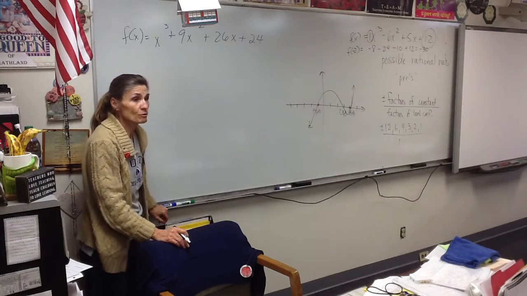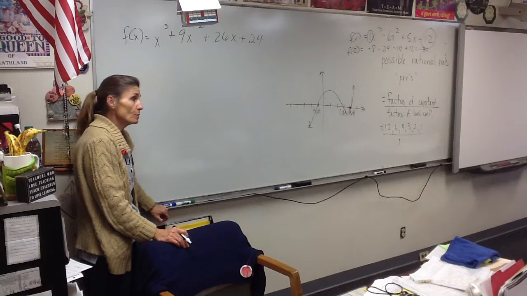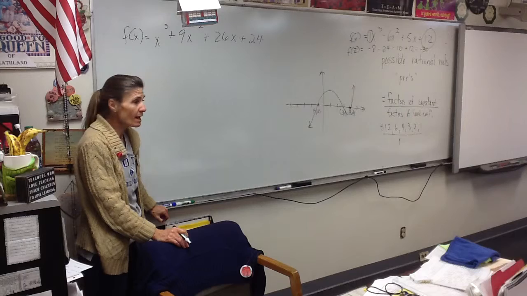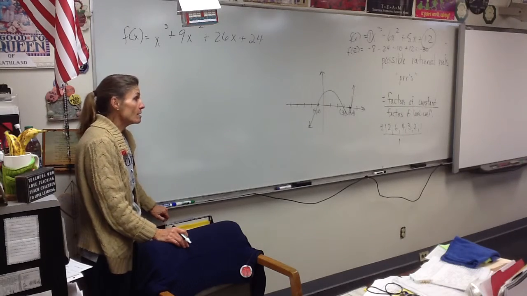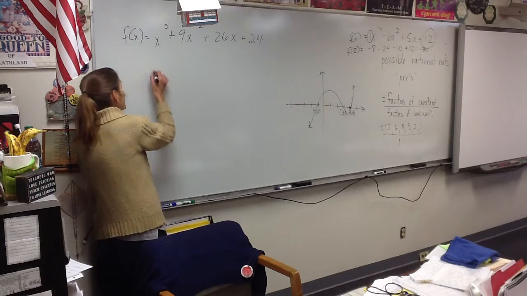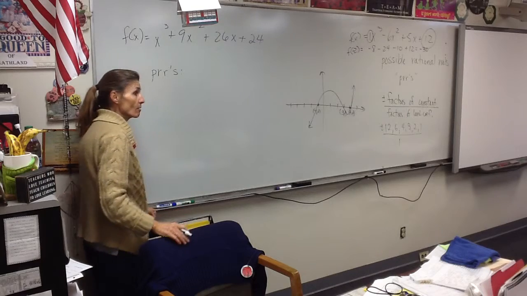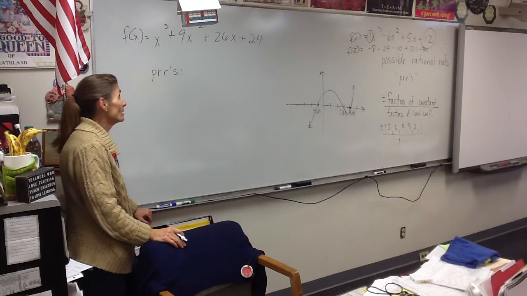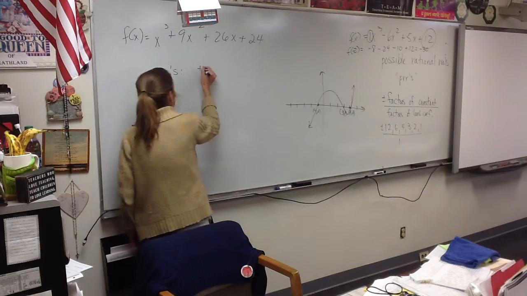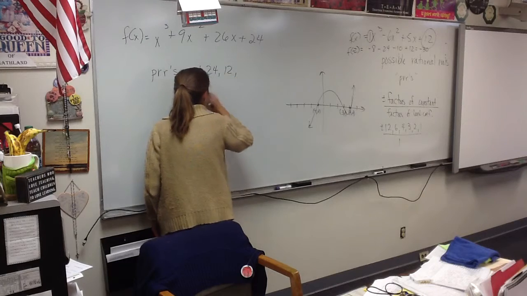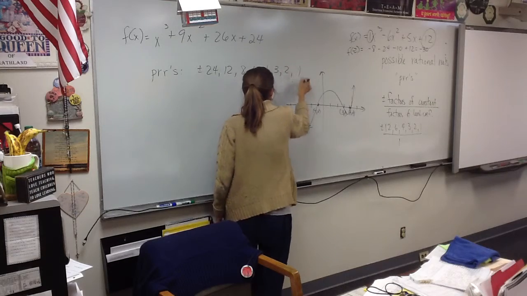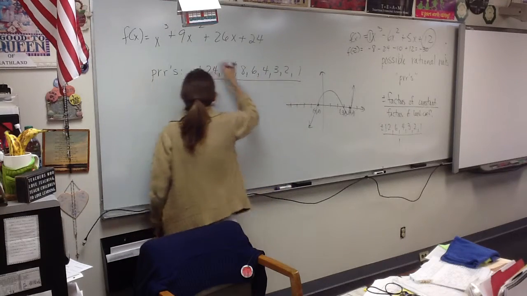Unless the problem factors by grouping, you really have no choice other than to start guessing. I know you don't like that, but that's what we have to do. This does not factor by grouping, so we're going to start guessing. Let's list our PRRs to give ourselves a little bit of a more narrow field of possibilities. Although with a 24, there's still a lot, right? What are the factors of 24? 24, 12, 8, 6, 4, 3, 2, 1. And that's over 1.